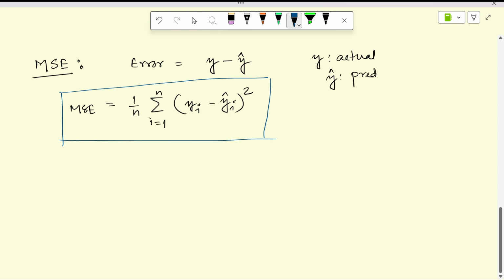Where n is the number of data points in the dataset.